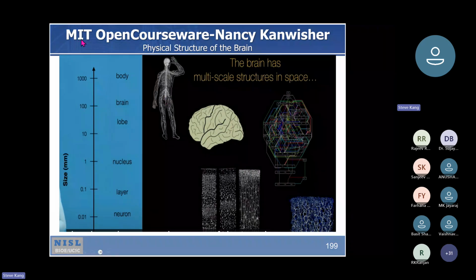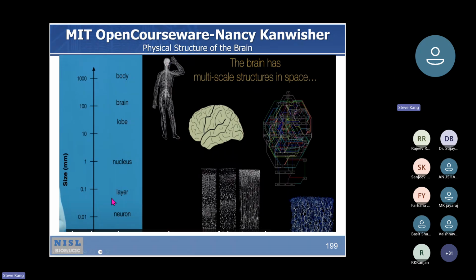the ongoing lectures. So for instance, it's MIT OpenCourseWare by Nancy Kanwisher, which talks about the structure of a brain, all the neurons and the synapses. And in terms of scale, this body is in the range of meters, right? 1.5 meters or 2 meters, even a tall person. The brain is a much smaller portion, right? The brain is here, whereas this is the human body.